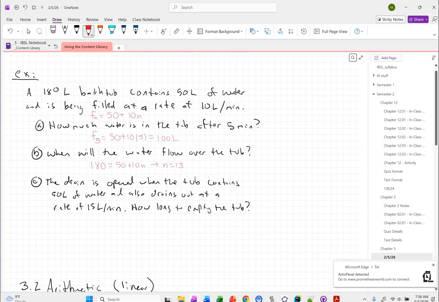So after 13 minutes, right? At 13 minutes, is the tub overflowed? No, it's just right at the brim though, right? The next instant after 13 minutes, so again, that word "after" is doing a lot of work for us. How else could you write that? You could say n greater than 13.